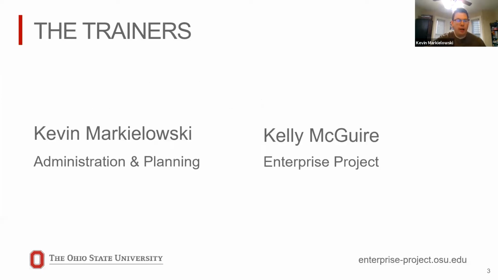So before we get too far in, I want to take a moment to introduce the team here. I'm Kevin Markolowski. I'm the capital planner with the Planning, Architecture, and Real Estate Office in A&P. I also have with me Kelly McGuire.